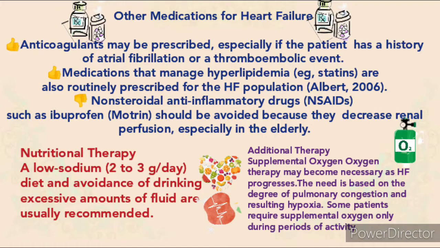Then the nutritional therapy. A low-sodium diet and avoidance of drinking excessive amounts of fluid are usually recommended. Additional therapy may include supplemental oxygen. Oxygen therapy may become necessary as HF progresses. The need is based on the degree of pulmonary congestion and resulting hypoxia. Some patients require supplemental oxygen only during periods of activity.